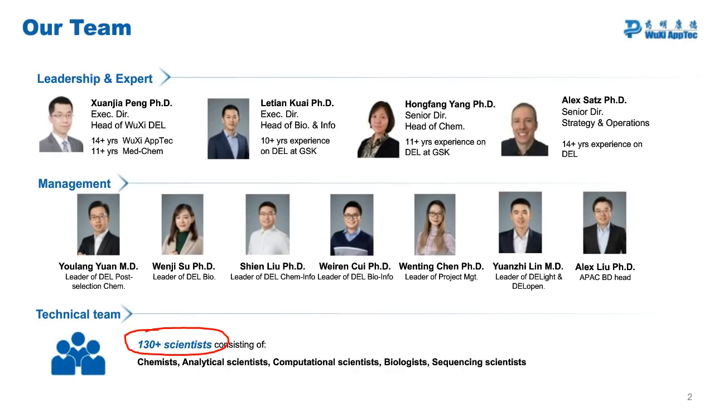We have another question that asks, if two researchers run the same WuXi DEL screen and get mostly the same hits, who gets the priority? Do you ever remove compounds from the DEL collection so this won't happen?